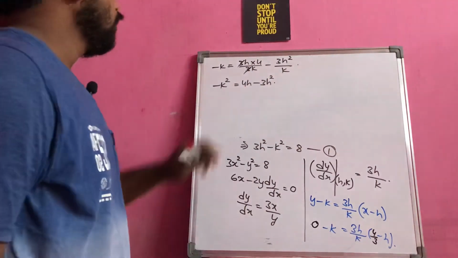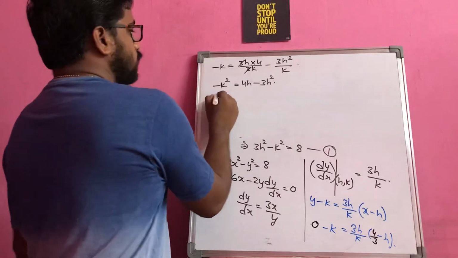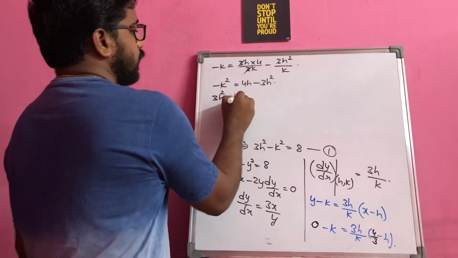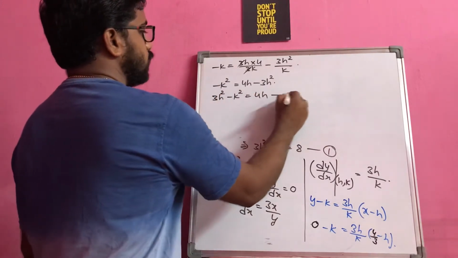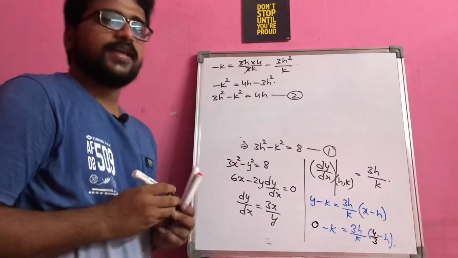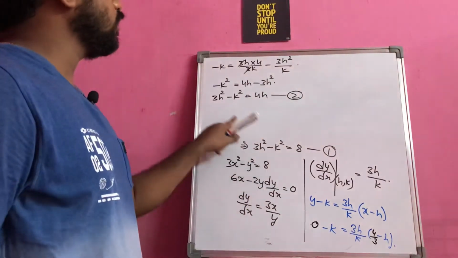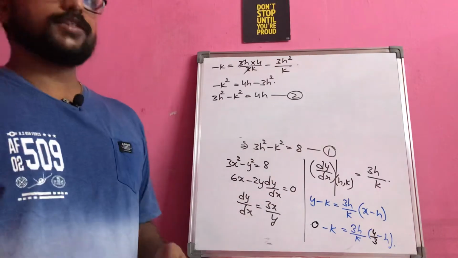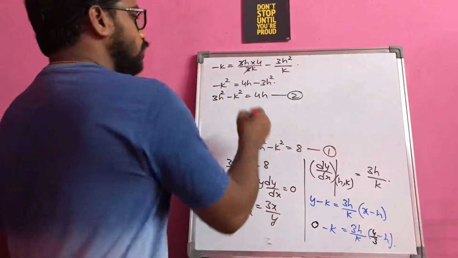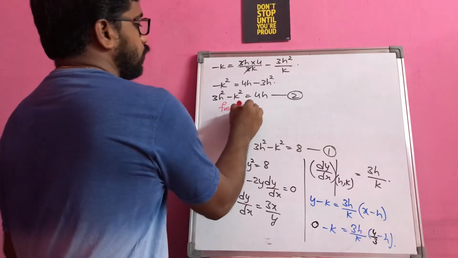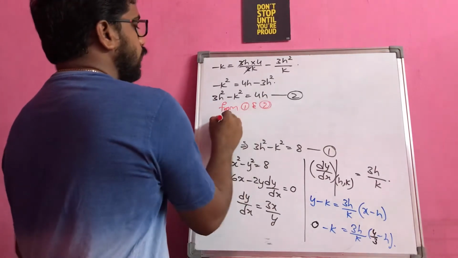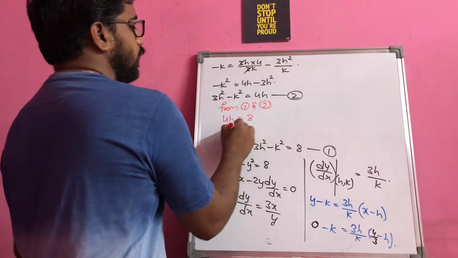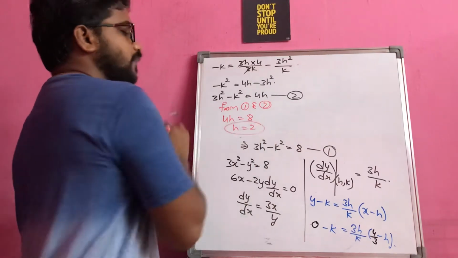So you just bring this to the other side, you will be getting 3h square minus k square is equal to 4h. This is another required condition for us. Now you see, first condition: 3h square minus k square equal to 8. Second condition: 3h square minus k square equal to 4h. So if you use these two conditions, we get 4h is equal to 8, which implies h is equal to 2.